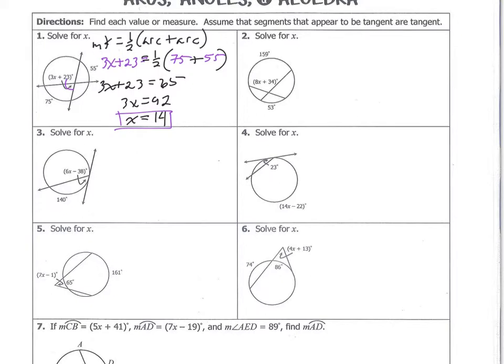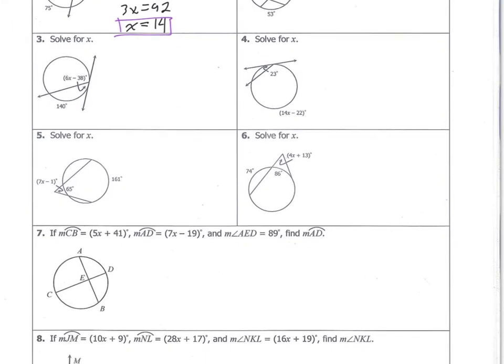All right, so let's look at number 3. This time we have a secant and tangent. How many intercepted arcs are there? 1. So don't we just take the measure of the angle? The measure of the angle is equal to half of the intercepted arc. Agreed? Because there's only one arc. We know the measure of the angle is 6x minus 38 equals 1/2 times 140. What's half of 140? Probably 70.